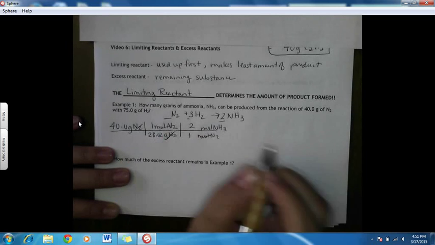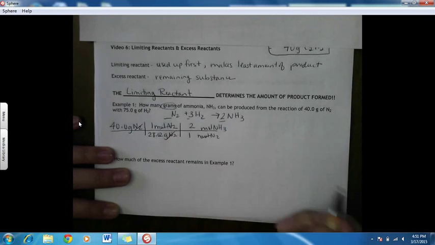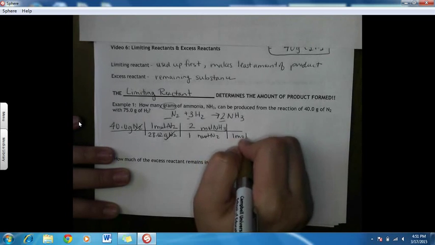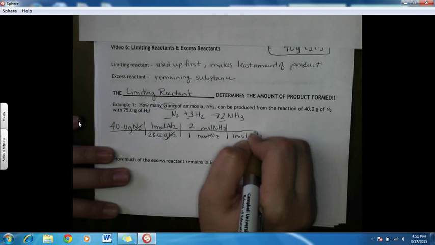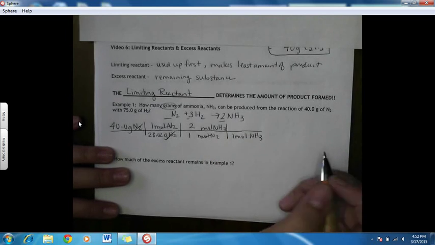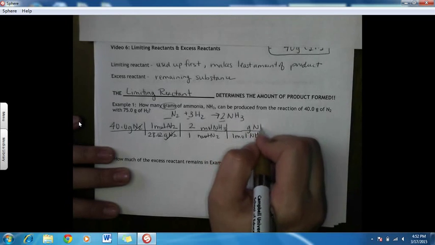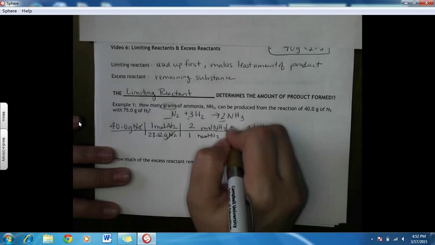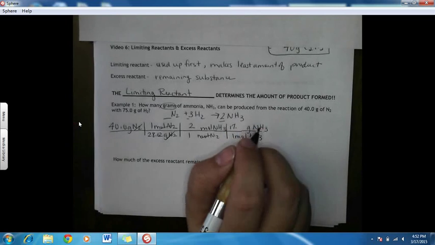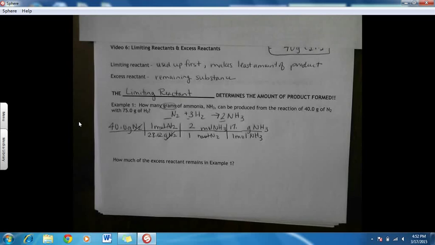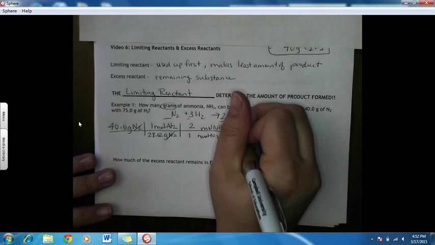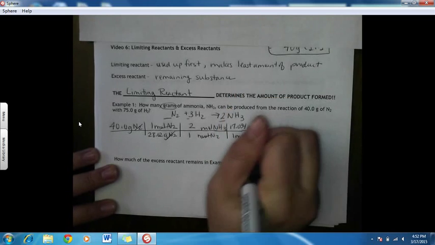Right? And since it asked me for grams of ammonia, I'm just going to go ahead and convert all the way to grams. So we could stop at moles and determine our limiting reactant, but since it already wants to know the mass, we'll just keep going. So we have grams of ammonia on top. We add those up, I believe 14.01 plus 3 times 1.008 gives us 17.034 grams of ammonia. Right?